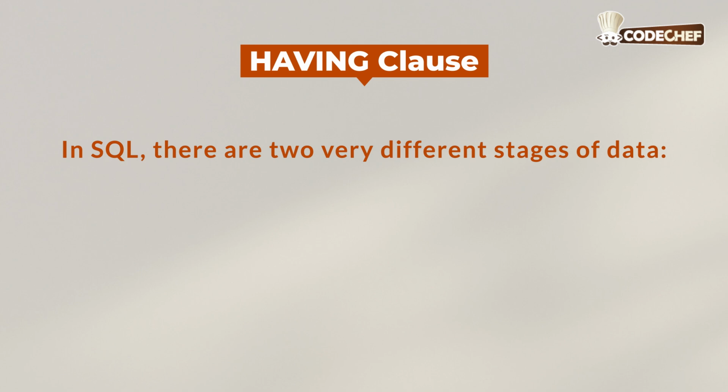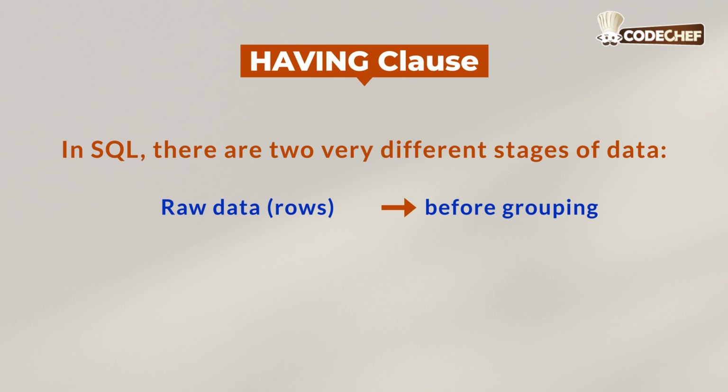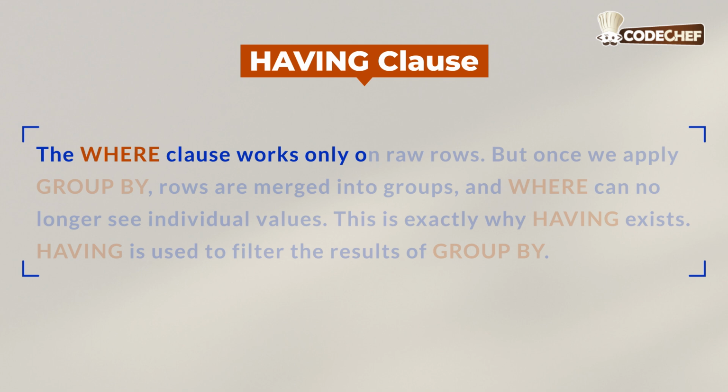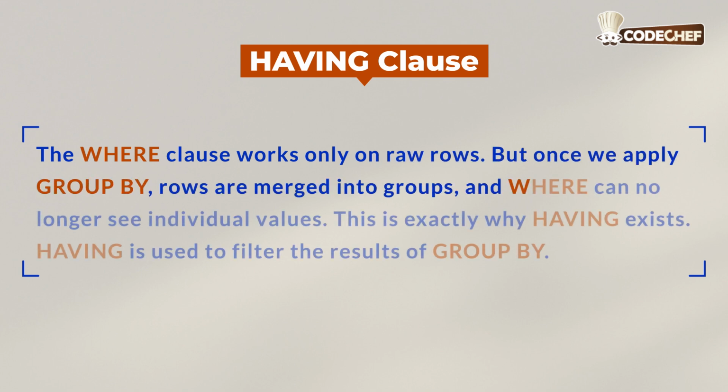Having clause. In SQL, there are two very different stages of data. First is raw data, which is in the form of rows, and it is the data that we have before grouping. Second is aggregated data or groups, which we get after grouping the data. The where clause works only on raw data, but once we apply group by, rows are merged into groups and where can no longer see individual values. So this is exactly why having exists. Having is used to filter the results of group by.